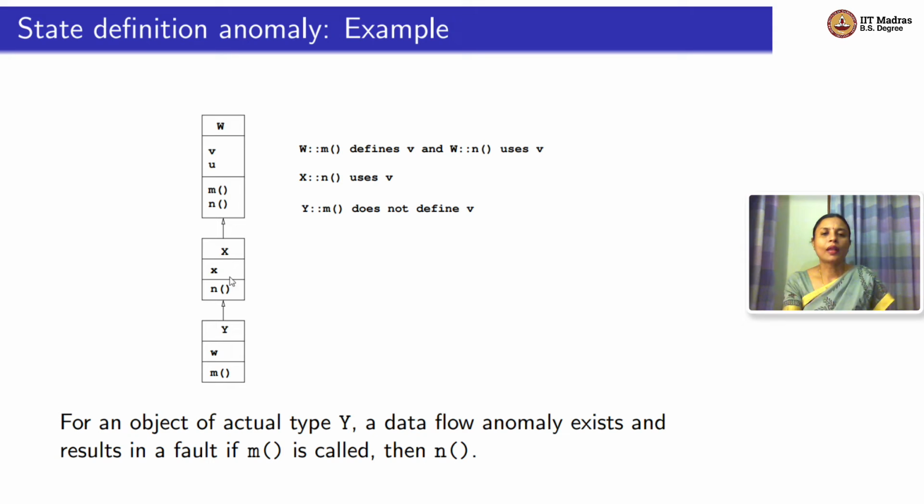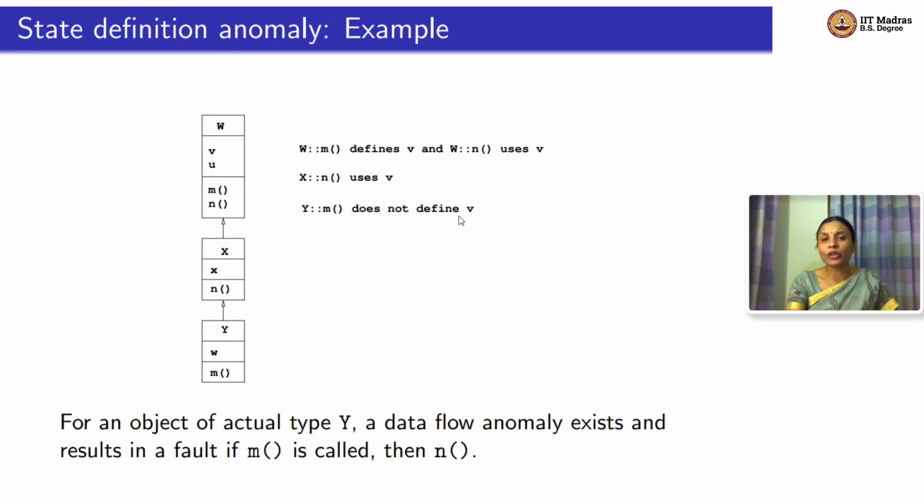So an example here. So look at this class inheritance hierarchy on the left hand side. So there is class W, there is X, there is Y. W has variables U and V. Class X has variable X. Y has variable W. And W also has methods M and N. X has method N. Y has method M. Right? Let's assume that in some code, as indicated on the text on the right hand side here, the method M of W defines the variable V, and method N of W uses the variable V. And the method N of X also uses V, but the method M of Y does not define V.